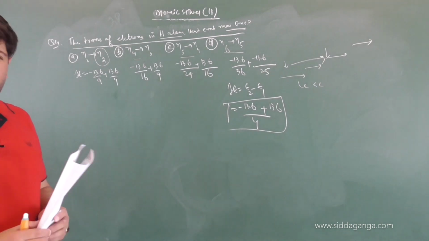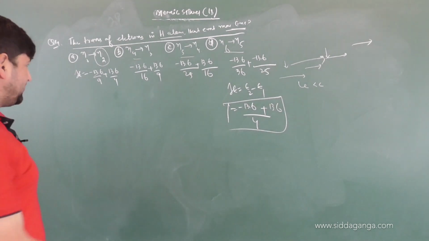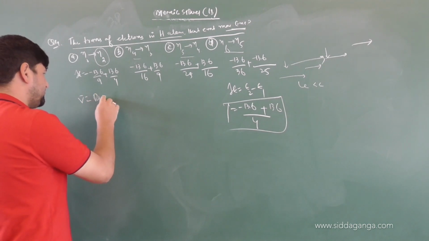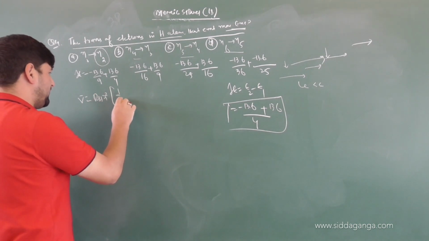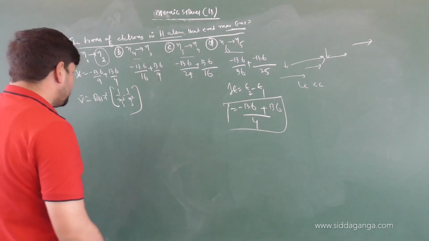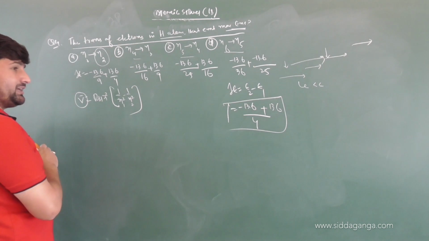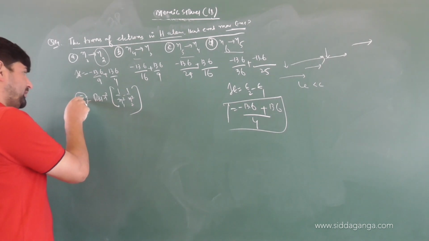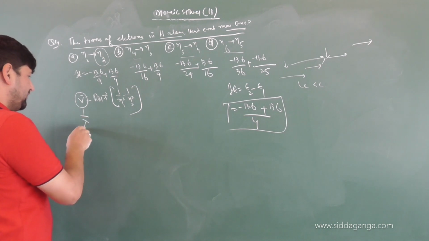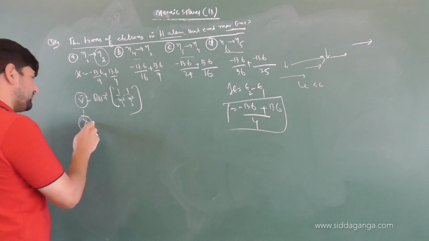Not only this is the way of solving the question. There is one more way. What is that, children? We can find out wave number. Wave number equals R_H Z square into 1 by N1 square minus 1 by N2 square. Once you find the wave number, the inverse of that will be wavelength, that is 1 by lambda. So you can find out lambda from this.